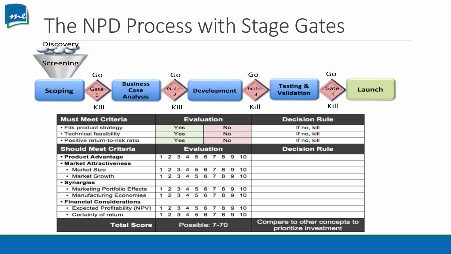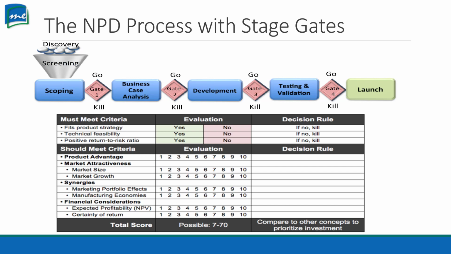You have your product advantage, market attractiveness, synergies, financial considerations, and then some subcategories below those. You see the decision rules are blank. You might say, if it does not overall score above, I don't know, 35, half is 70 there, well, then we're not moving forward. And at each stage gate, that possible score of where you kill the idea, that score might get increased. I don't know. It's up to your company to decide what your stage gates are.